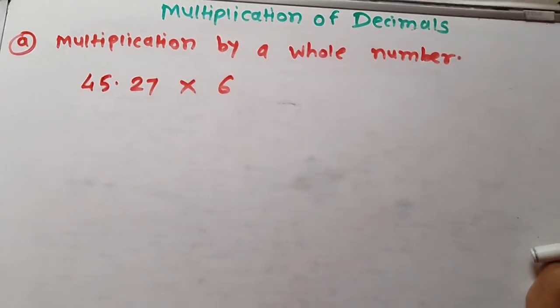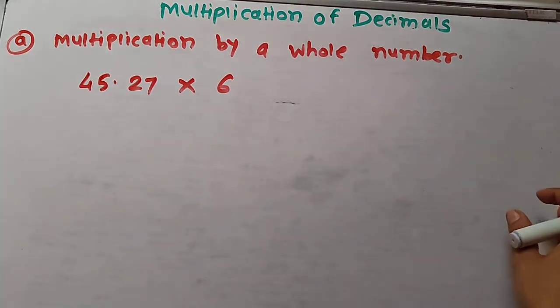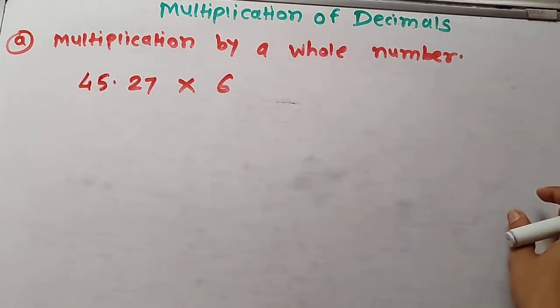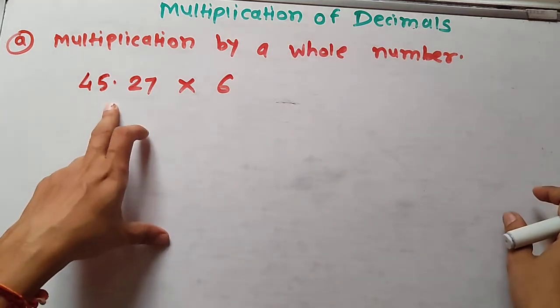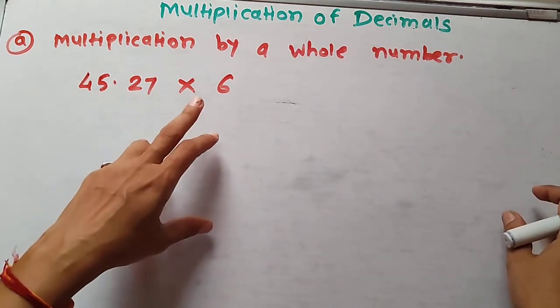In the last session, we discussed addition and subtraction of decimals. So today we see the multiplication of decimals. First step is multiplication by a whole number. Suppose a decimal number is given. This is 45.27 multiplied by 6.